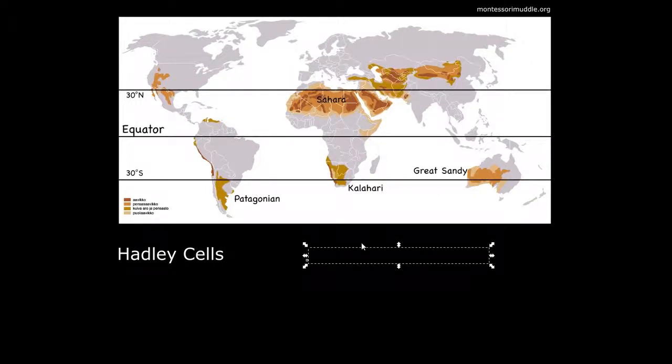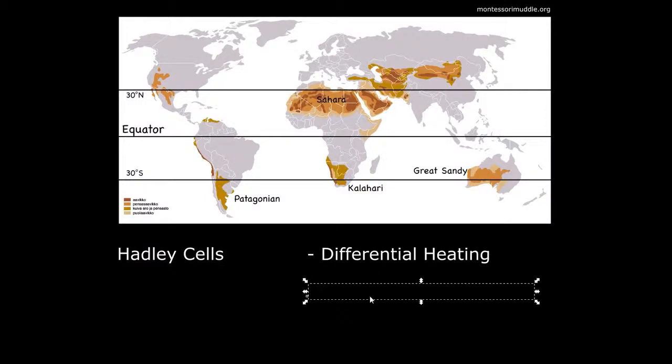And in order to understand Hadley cells, the big idea that we need to understand and keep in mind is this idea of differential heating. We know that the Earth is not heated evenly across its surface, and it turns out that this gives rise to certain atmospheric circulation patterns, namely Hadley cells.